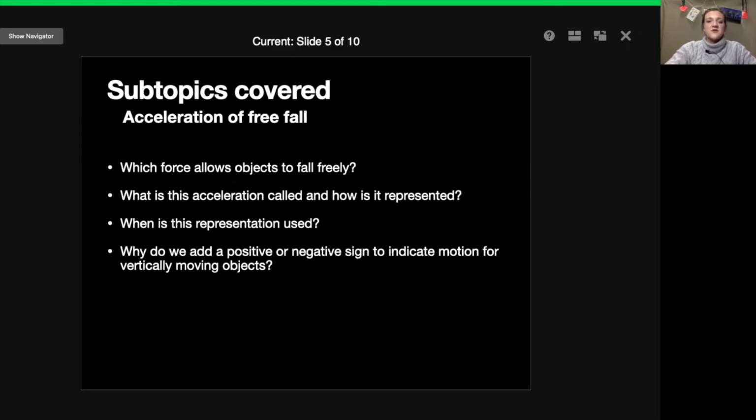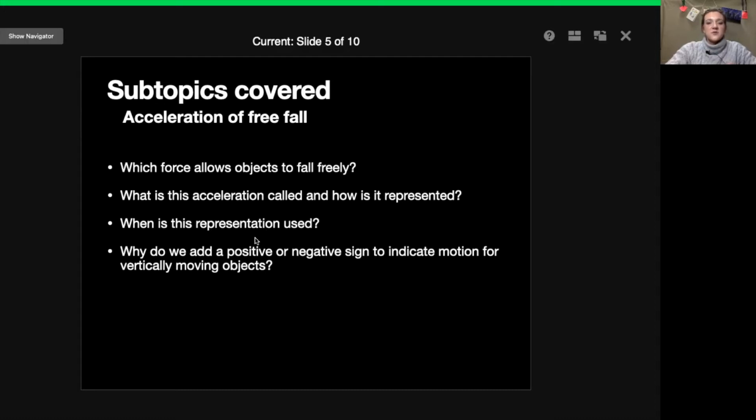Which force allows objects to fall freely? This force will be gravity. Gravity is the pull that the Earth has on every single object on the surface, pulling it towards the Earth's surface. What is this acceleration called and how is it represented? It is called gravity, and it is represented by a small letter g in your equations.